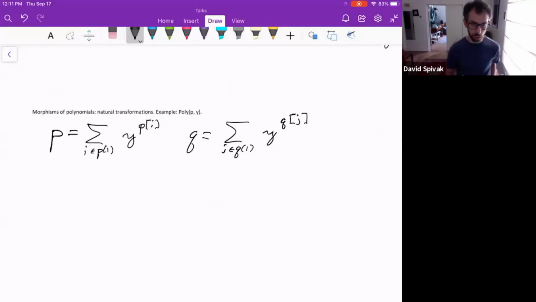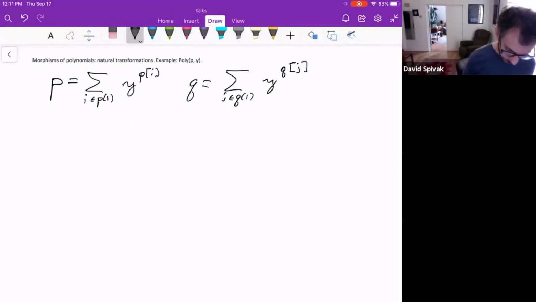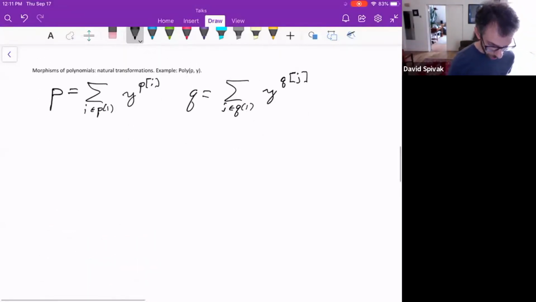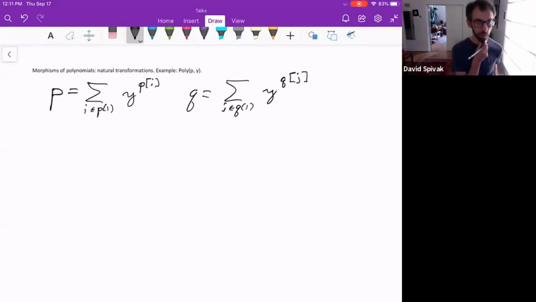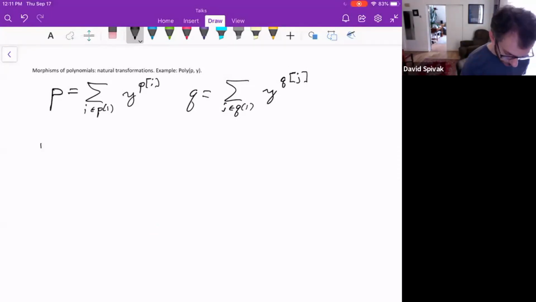Morphisms of polynomials. I'm just telling you what a morphism is here, and then soon we'll get to the real stuff, which is polyboxes, or the stuff that's going to help us in our theorem. A morphism of polynomials is just a natural transformation.